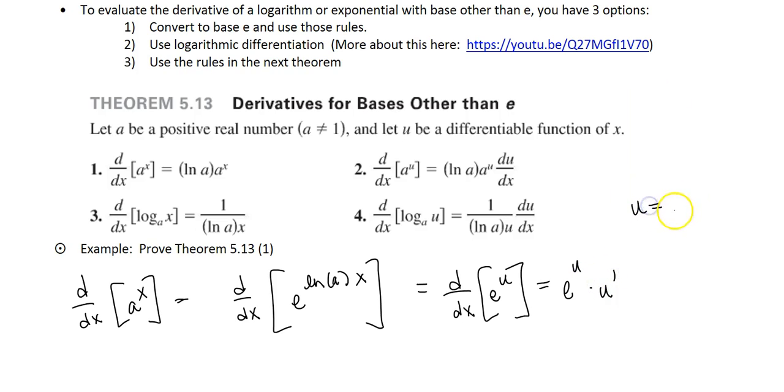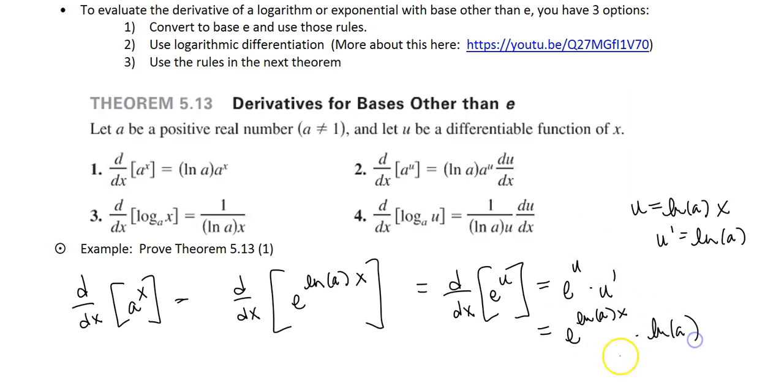Well, if my u is the natural log of a times x, the natural log of a is just a number, so u prime is going to be the natural log of a. So this will give me e to the natural log of a times x, because that's my u, times the natural log of a. And if I just rewrite this a little bit, that's the natural log of a, and then this part right here is a to the x. So that would be a quick proof of that theorem, or at least part of that theorem.